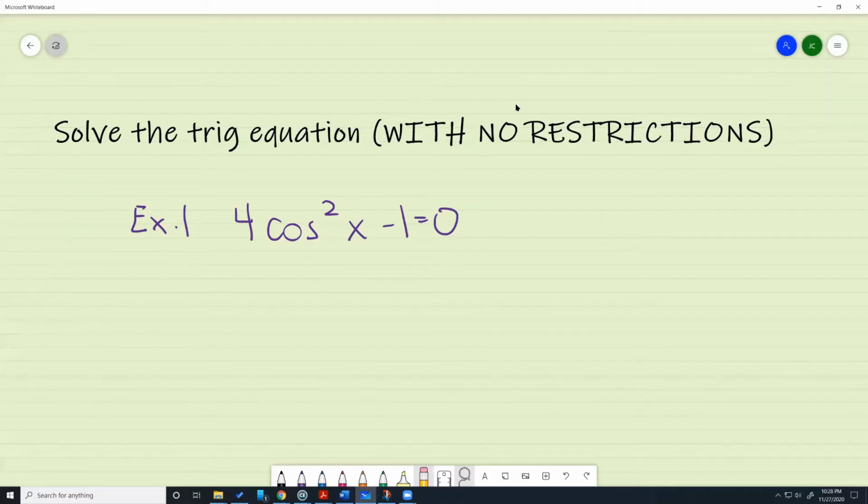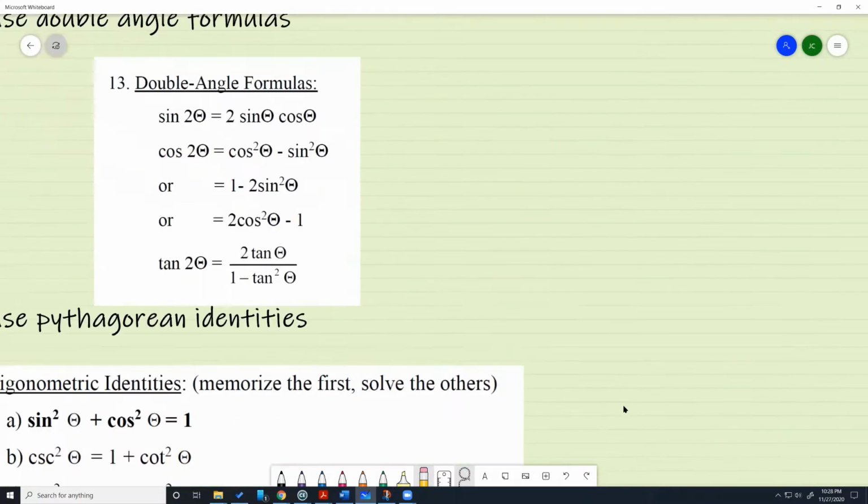Okay, so I'll be doing this problem where we solve the trig equation, but this time with no domain restrictions. What that means is these angles for cosine, once we solve for them, can go on forever, past 360 degrees or past 2 pi in radians. So we start the same way as we normally do.